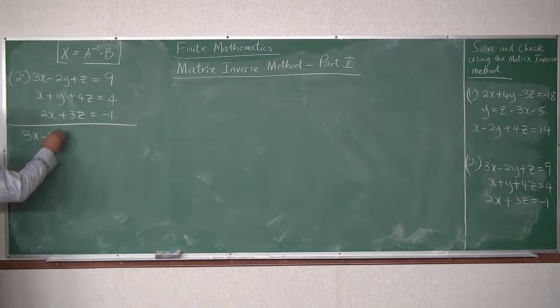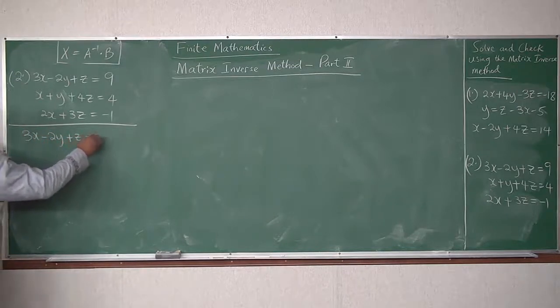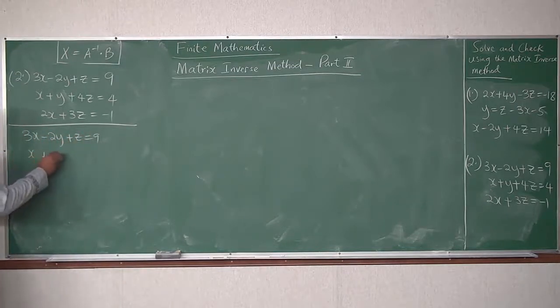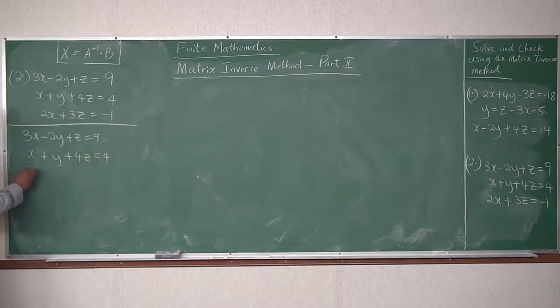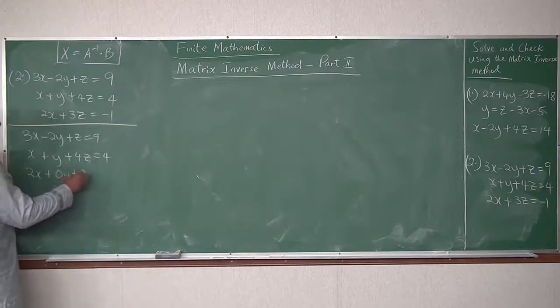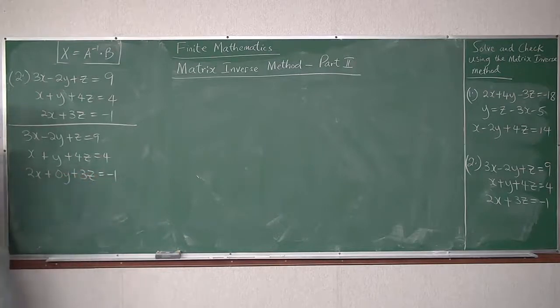3x minus 2y plus z is 9. x plus y plus 4z is 4. 2x plus 0y, because if you want to complete it, you now have to put 0y. So 2x plus 0y plus 3z is minus 1 to complete it.